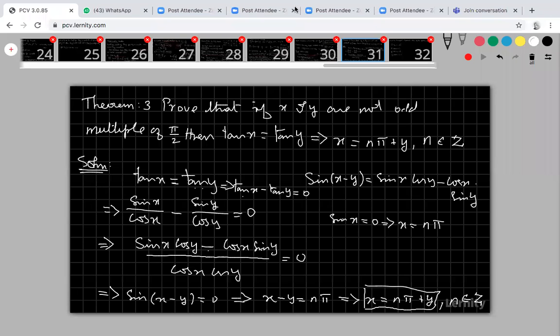If you apply any other formula, you write root 3 as tan x is equal to tan of pi by 3, not pi by 6, pi by 3. Your pi by 3 is your y and x is your x. Based on that, you write the general solution.